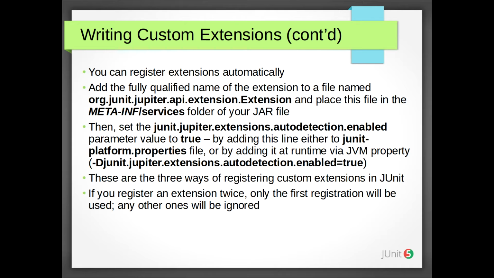So I'm going to give you about 15 seconds. Please write out org.junit.jupiter.api.extension.Extension, a blank file, so you don't confuse it with a property.